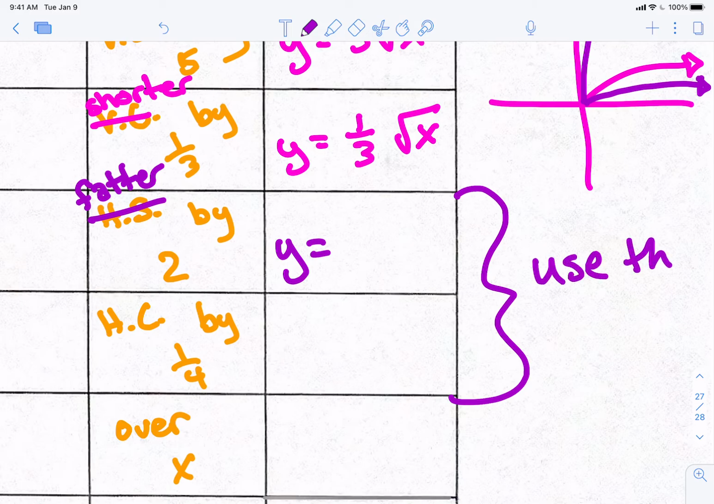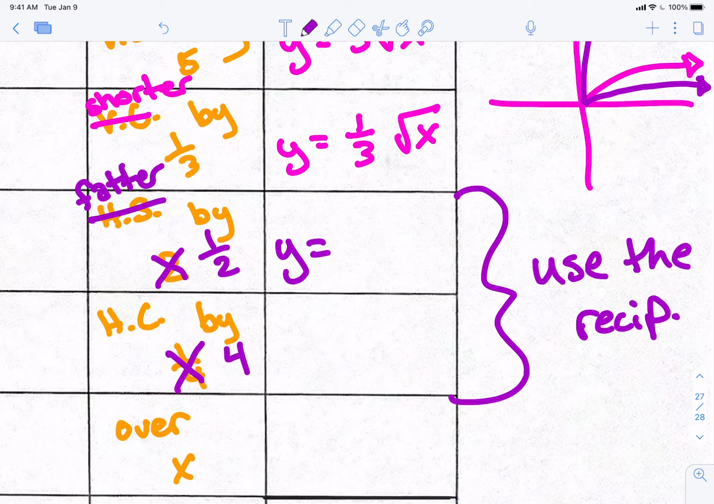Use the reciprocal. Okay, what's the reciprocal of 2? 1/2. What's the reciprocal of 4? 1/4. 1/4 becomes 4/1, or just 4. Okay, so instead of using 2, we're going to use 1/2. Instead of using 1/4, we're going to use 4. But where do they go?